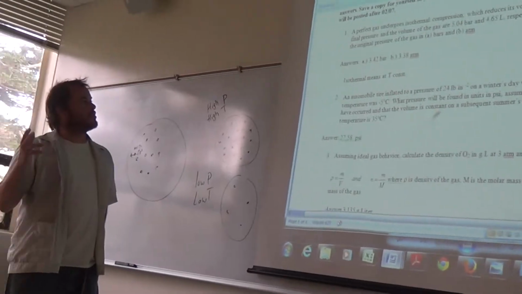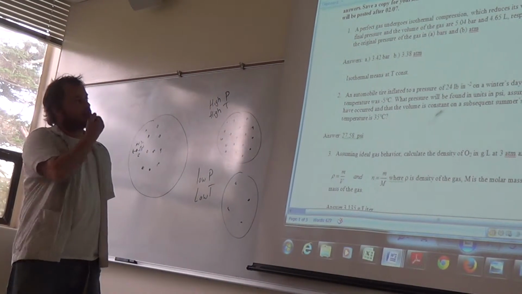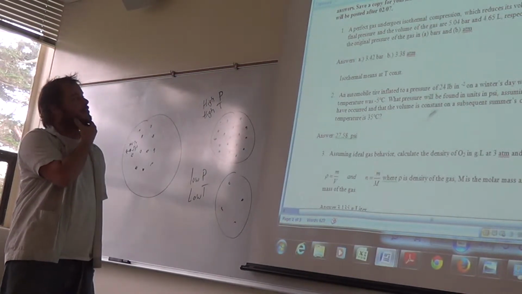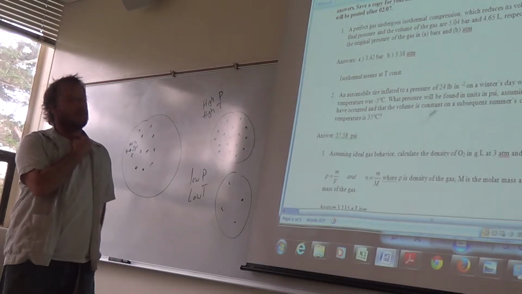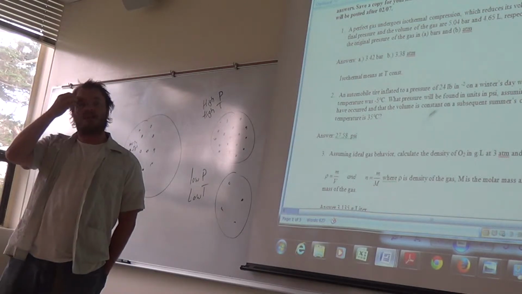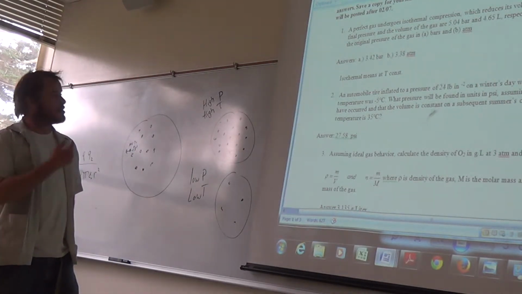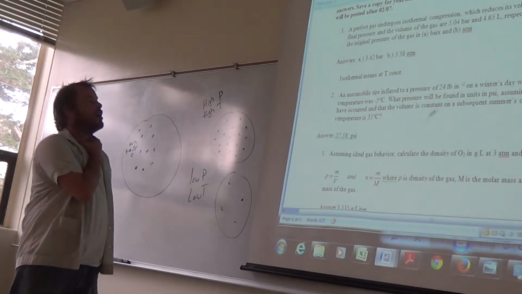A perfect gas undergoes isothermal compression. The volume is reduced. The final pressure and the final volume are 5 bar and 4.65 liters. Calculate the original pressure of the gas in bars and atmospheres. Basically, you're just going to be taking your ideal gas law, PV equals nRT, and looking at those relationships between volumes and pressures. That should be a fairly simple problem to solve.